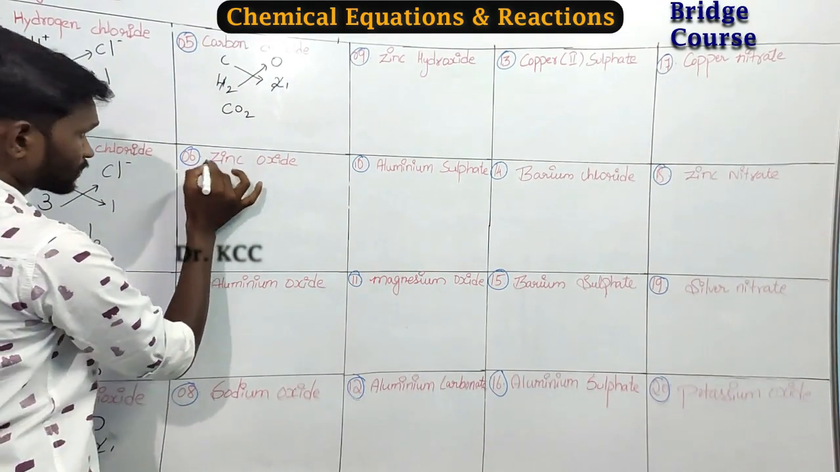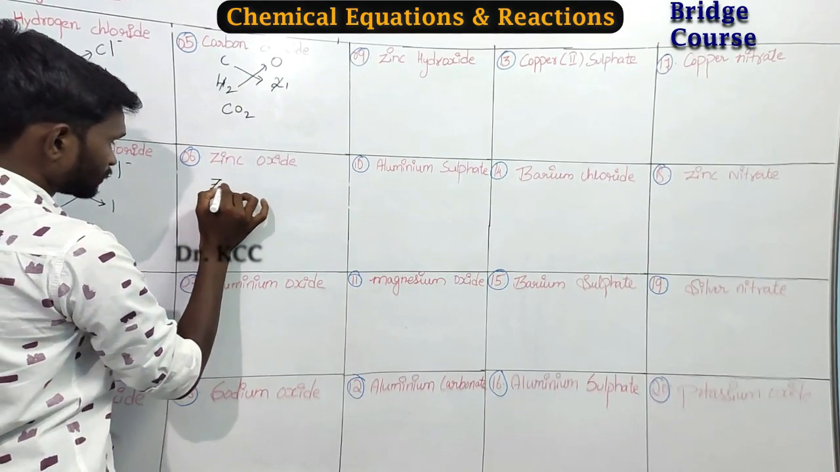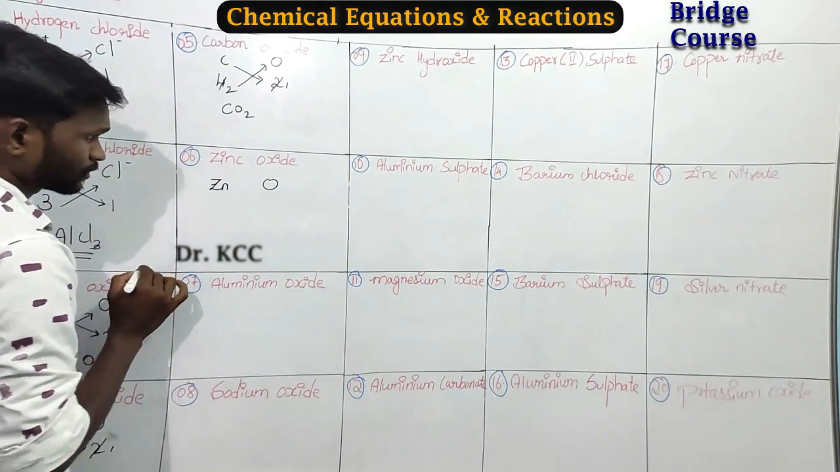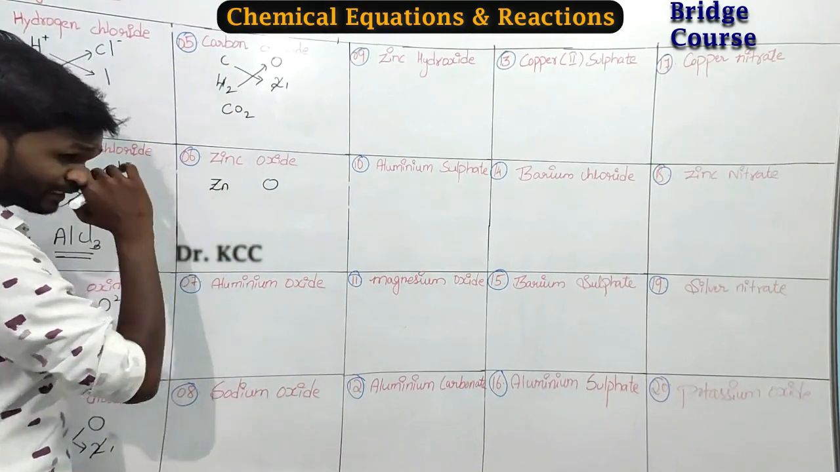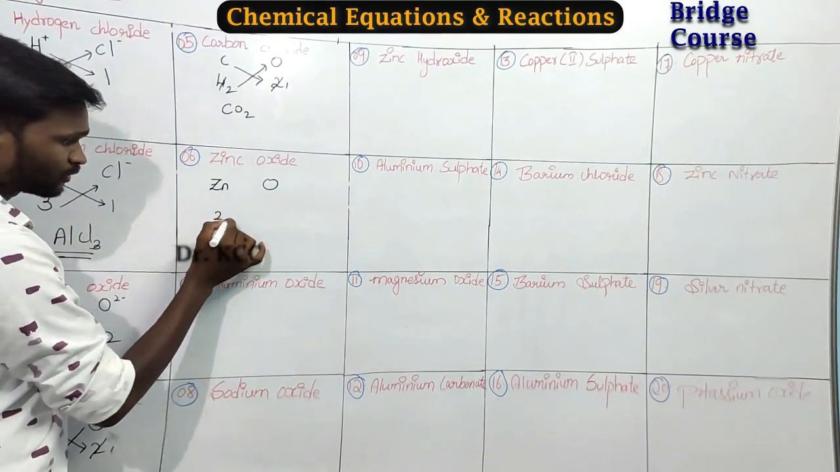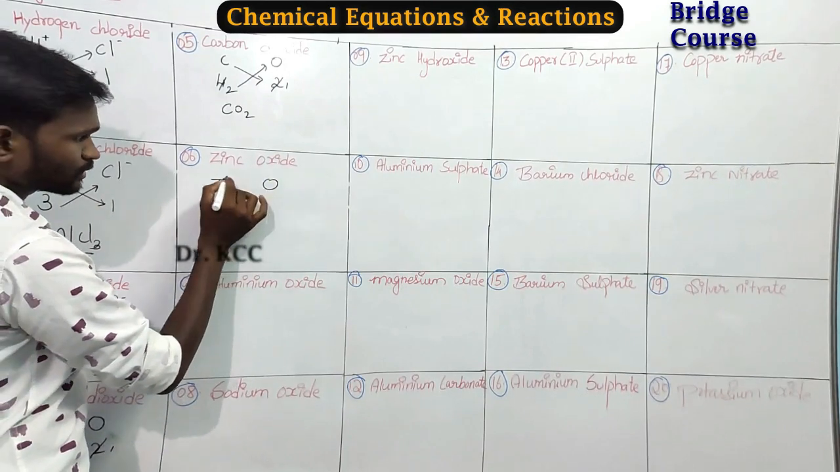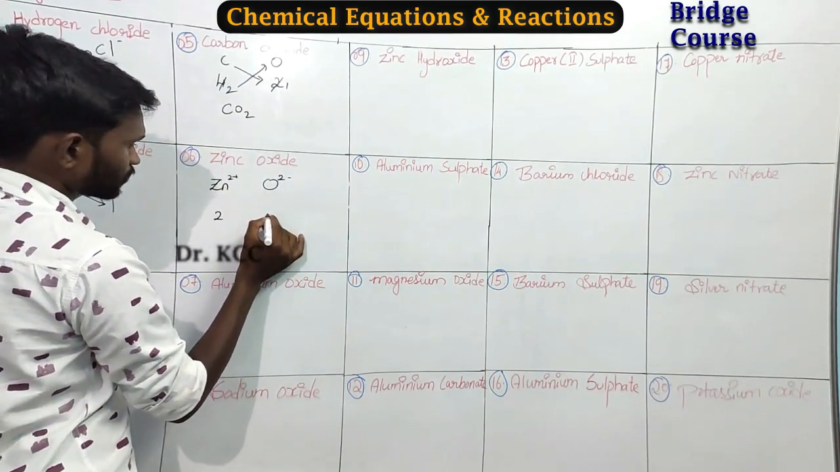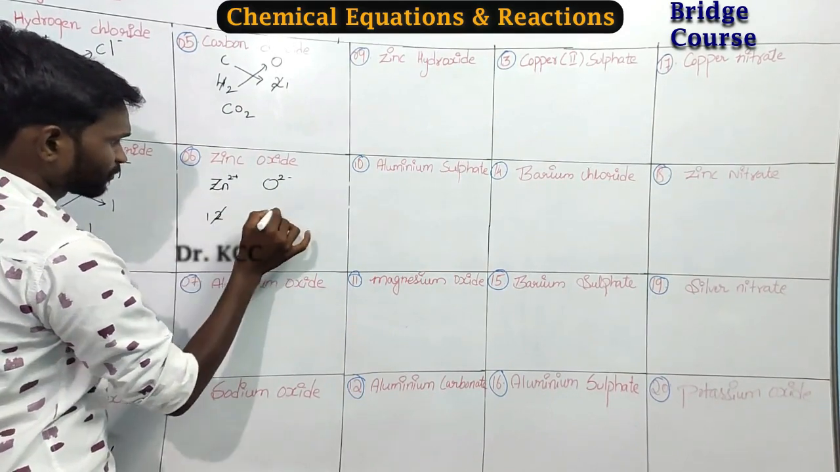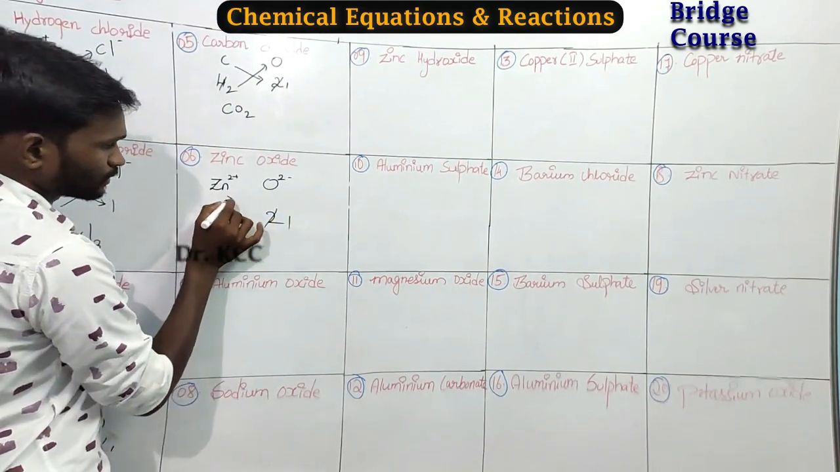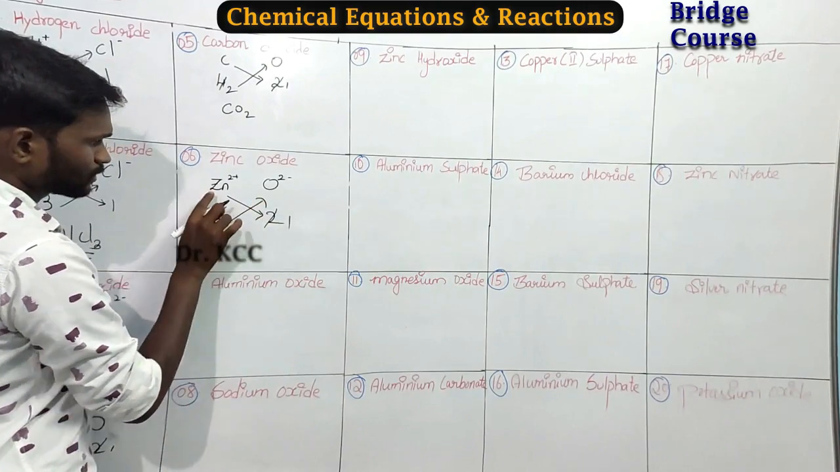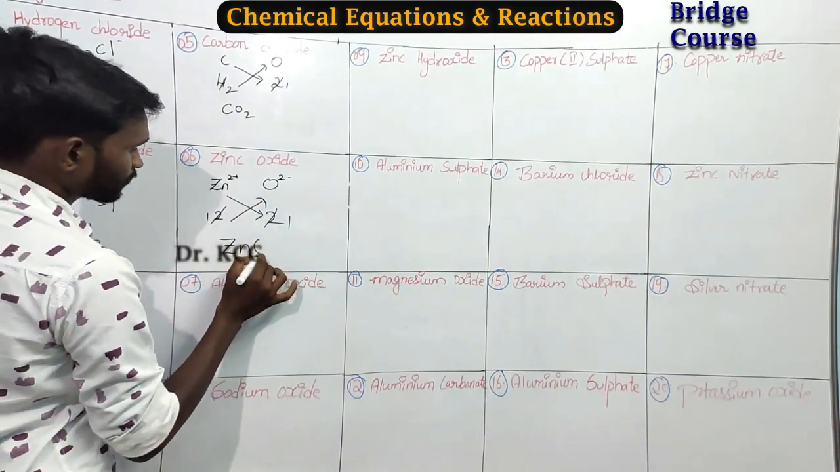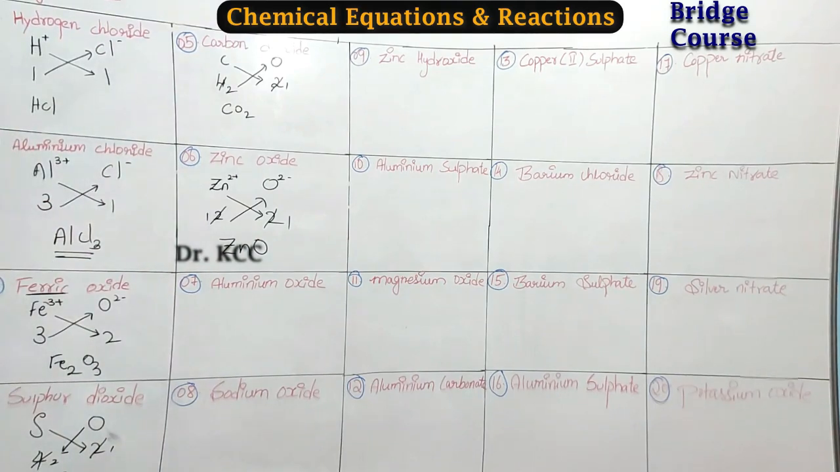Now you try yourself. Zinc oxide. First write the symbol for zinc. Oxide is oxygen. How many valence electrons does zinc have? 2. You know Zn2 plus. Oxygen is 2 minus. So here also 2. So the 2 ones cancel. Then cross multiply. Zinc is present only once, even oxygen is present only once. That is zinc oxide, ZnO.